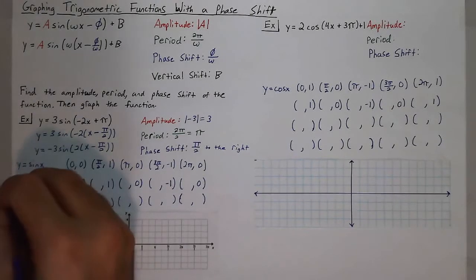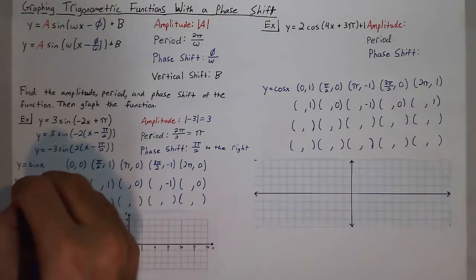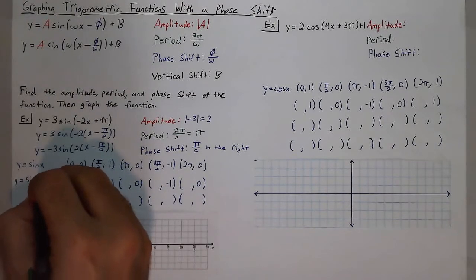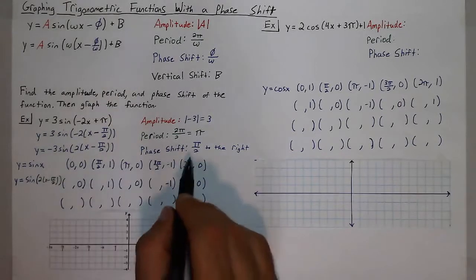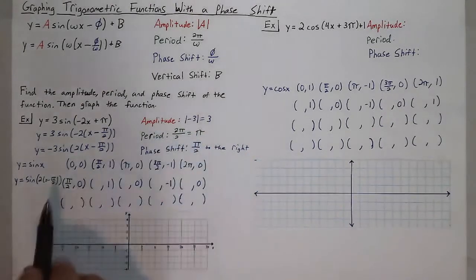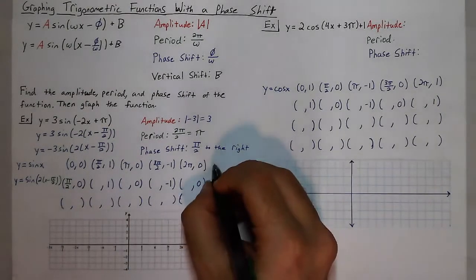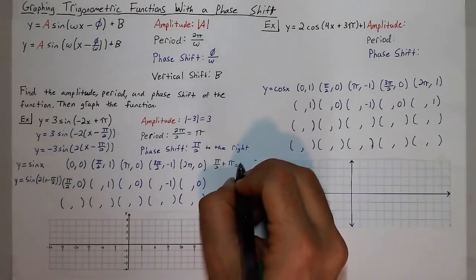So first, I'm going to look at y is equal to sine of 2 times x minus pi over 2. What the phase shift tells me is now, instead of starting at 0, since I'm shifting to the right pi over 2, I will now start at pi over 2. Now my period is pi, so where I end up will be pi away from where I begin. So pi over 2 plus pi is where I'm going to end, which will be 3 pi over 2.